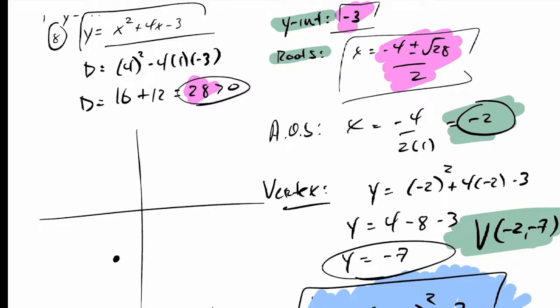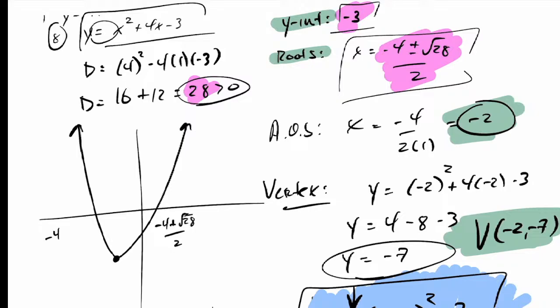The quadratic opens upwards. The leading coefficient is 1. We can see a 1 here and a 1 here. So it's going to open up, and the roots are positive and negative. One root is going to be on the positive side, the other root's on the negative side. So this is negative 4 plus the root of 28 over 2, and this is negative 4 minus the root of 28 over 2. Exactly in the middle is your axis of symmetry, which is x equals negative 2. And that's it.